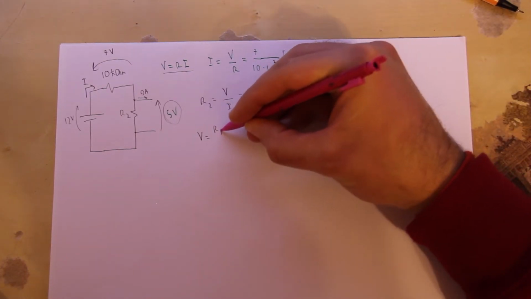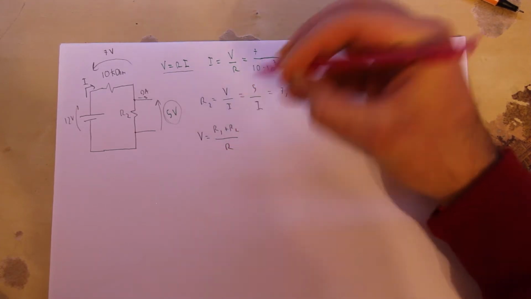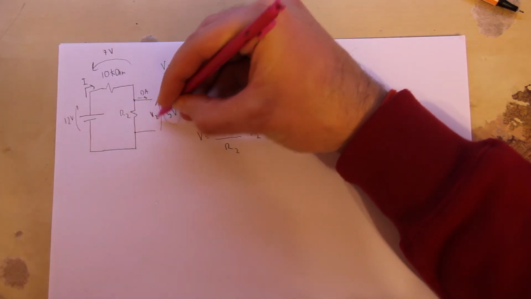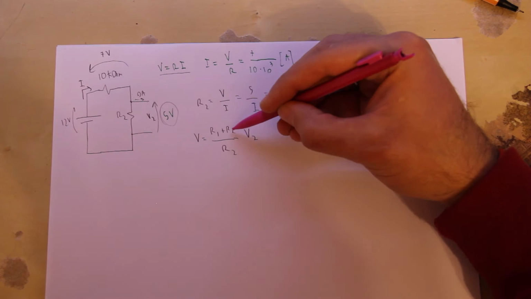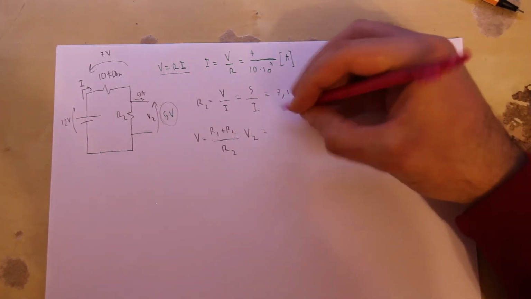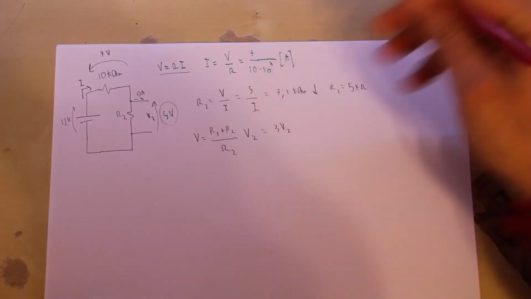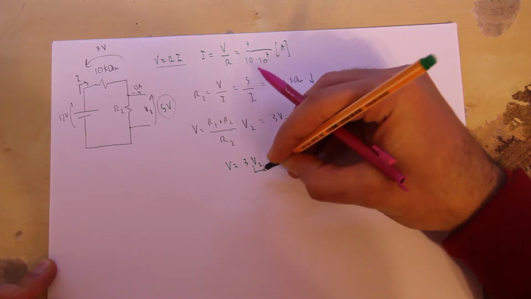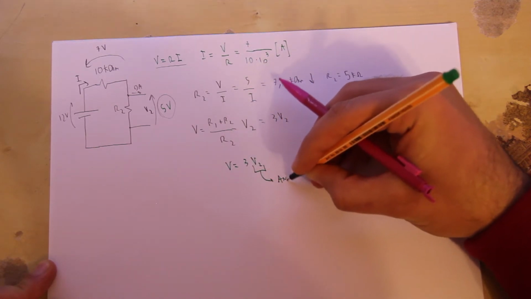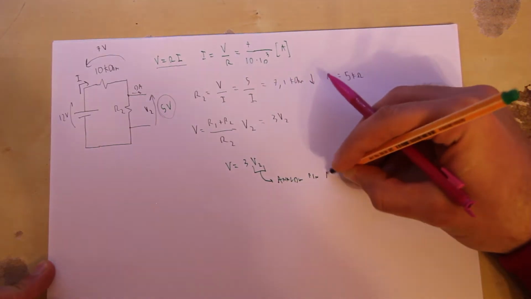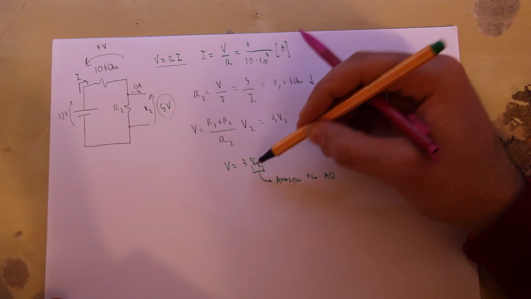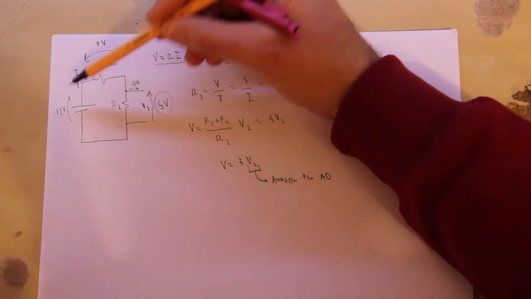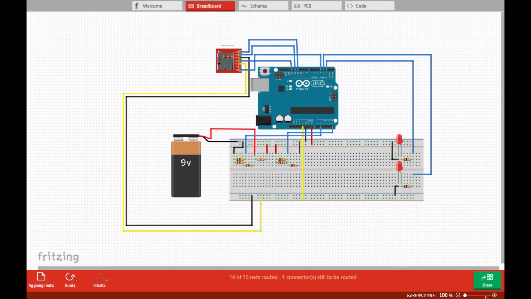which is R1 plus R2 over R2 times V2. V2 is the voltage here. So R1 plus R2 over R2 is 3 in my case. So V equals 3 times V2. V2 goes through analog pin A0 or A whatever. So I measure V2, I multiply it by 3, and I obtain the effective voltage here. So the circuit is fairly simple.